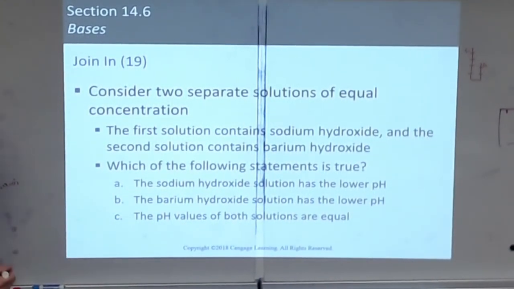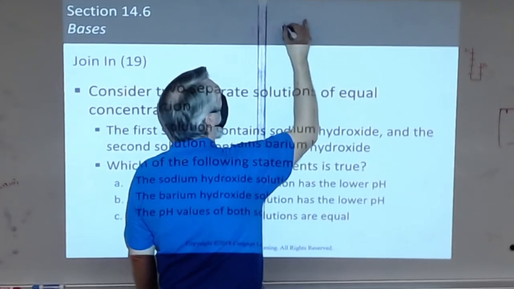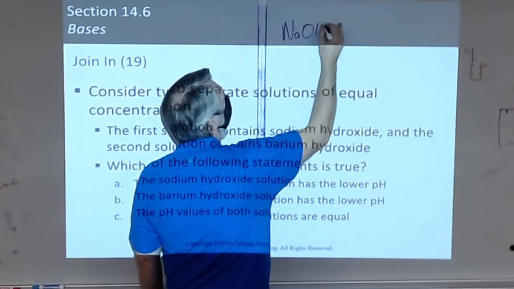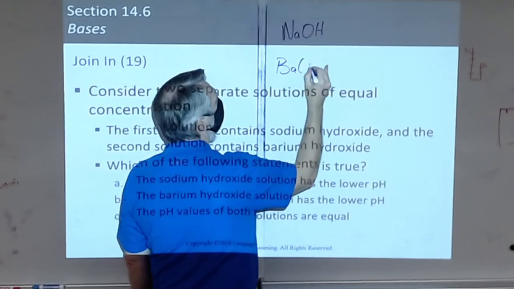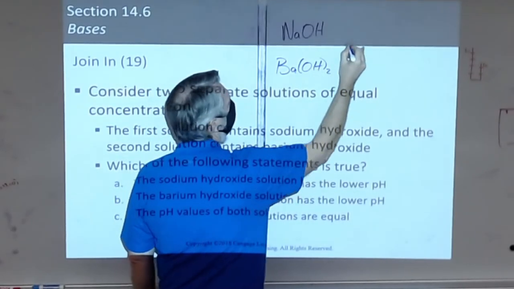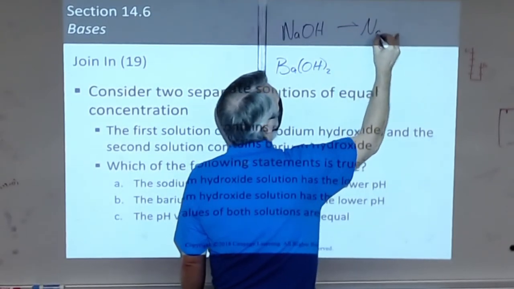All right. Sodium hydroxide's formula is what? Barium hydroxide's formula is? Except it's really going to be that. We're just going to assume.